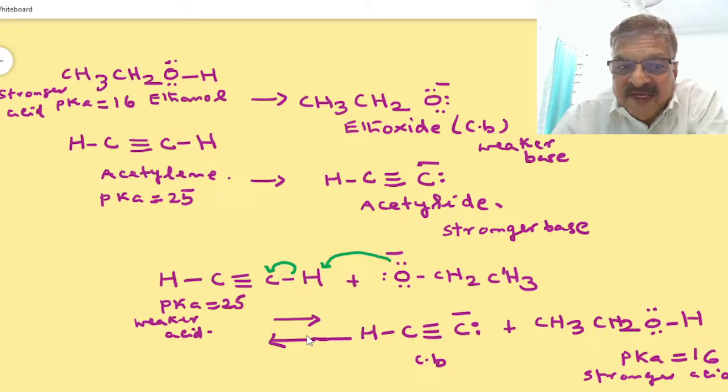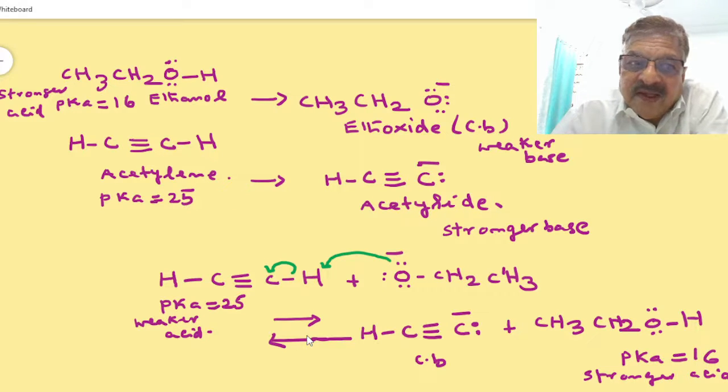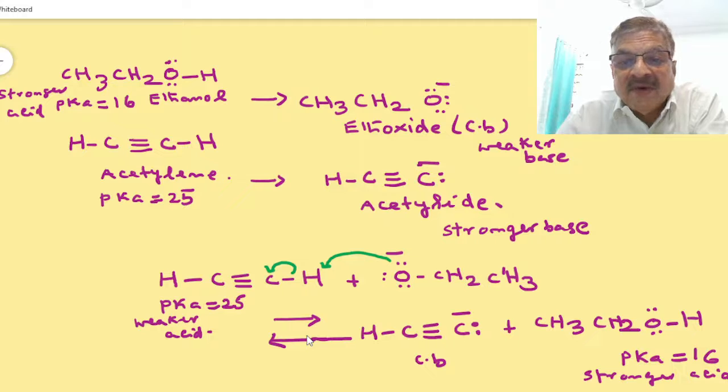Correct. Acetylene is, now again I will explain. Here, you know that ethanol, the ethoxide is the conjugate base here. Ethanol is a stronger acid, pKa 16. Acetylene is a weaker acid, pKa 25. Now, ethoxide is a weaker base. Then acetylide, the conjugate base of acetylene, is a stronger base here. Now, the reaction is between a weaker acid, acetylene, plus a weaker base, ethoxide.